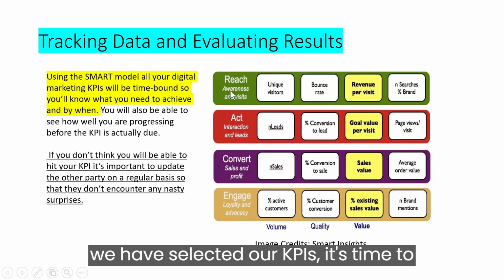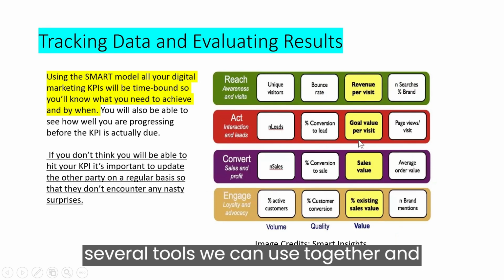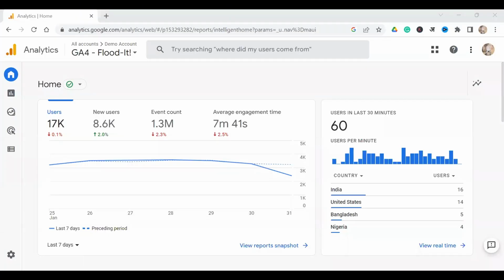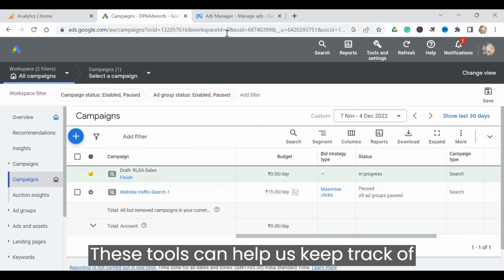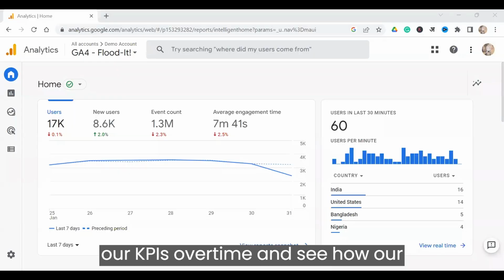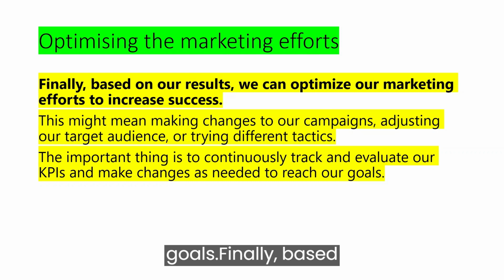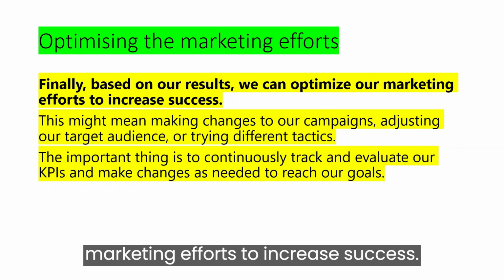Tracking data, measuring your digital marketing KPIs. Once we have selected our KPIs, it's time to start tracking the data. There are several tools we can use to gather and track data, such as Google Analytics, Google Ads, or social media analytics. These tools can help us keep track of our KPIs over time and see how our marketing efforts are impacting our goals. Finally, based on our results, we can optimize our marketing efforts to increase success.